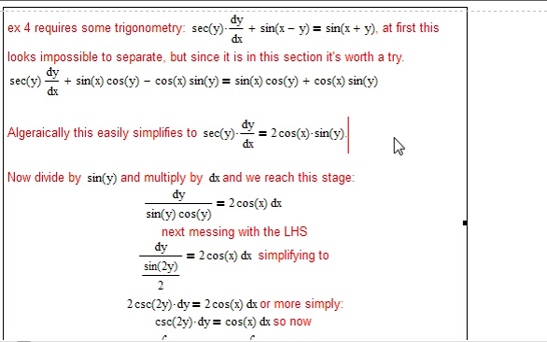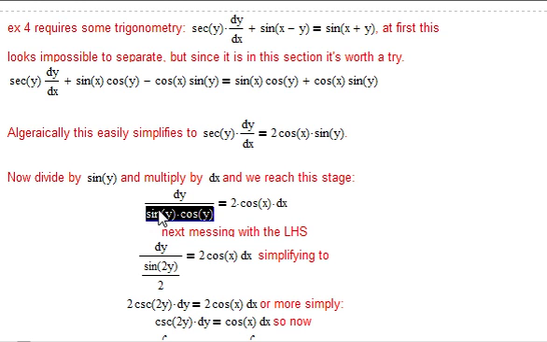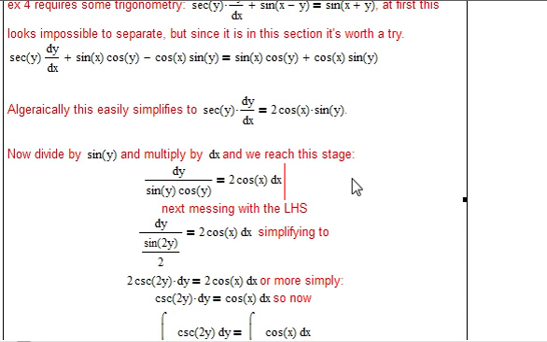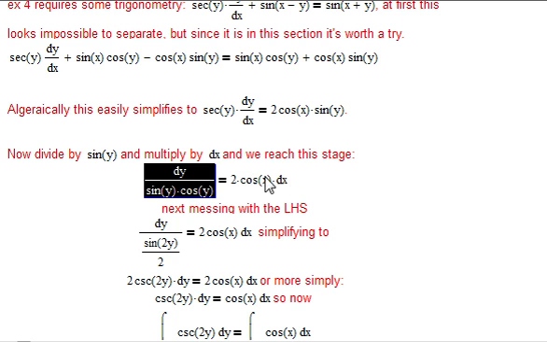Now it's starting to look like something that perhaps can be separated. We'll divide both sides by sine of y and multiply by dx. And we'll reach this stage, and here we have the variables separated. I agree. Great. Now, what are we going to do with this messy looking left-hand side? We certainly can't integrate something that looks like that.